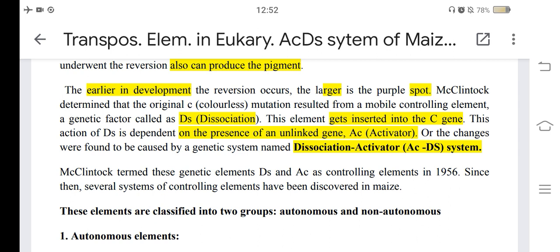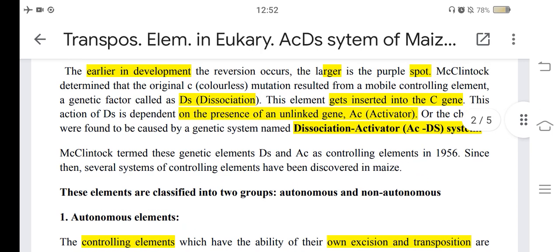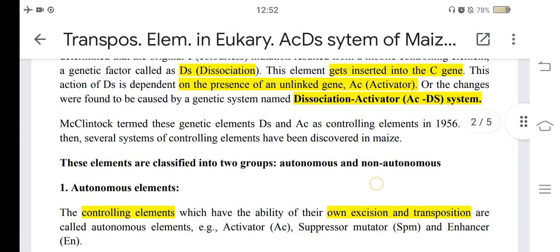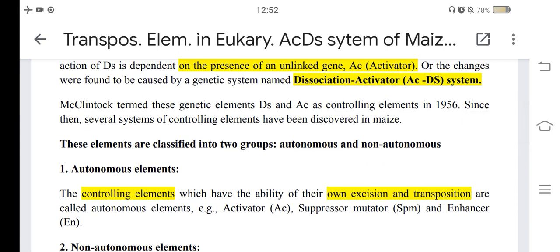McClintock determined that the original c colorless mutation resulted from a mobile controlling element, a genetic factor called Ds, dissociation. This element gets inserted into the C gene. This action of Ds is dependent on the presence of an unlinked gene, Ac, activator, or the changes were found to be caused by a genetic system named the Dissociation-Activator system. McClintock termed these genetic elements Ds and Ac as controlling elements in 1956.